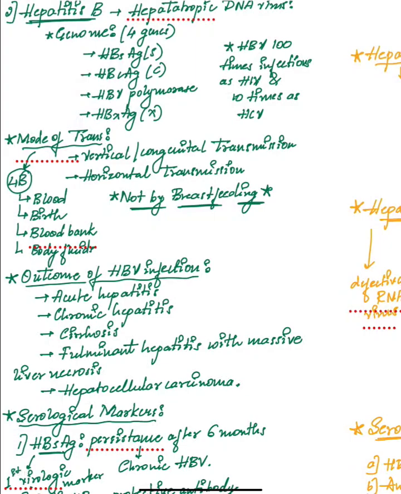Now coming to the mode of transmission. The mode of transmission may be vertical or congenital transmission, and the second is horizontal transmission. The transmission can be remembered by the mnemonic 4Bs: B for blood, B for birth, B for blood bank, and B for body fluids. Remember, hepatitis B is not transmitted by breastfeeding. This is also B, but remember, it is not transmitted by breastfeeding.